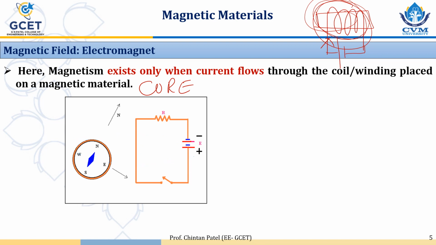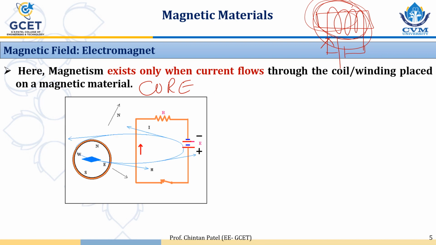In this simple schematic arrangement, you can see there is a simple resistor connected across a source with the help of a switch. With this circuit, one compass is placed. When the switch is open, the current is zero, and in the absence of current, there is no magnetic field. As a result, the needle of the compass points towards the north pole of the earth.